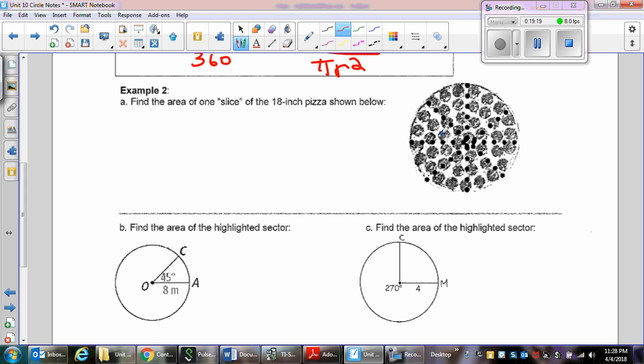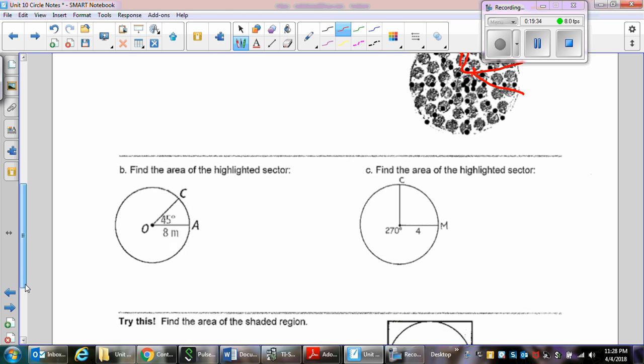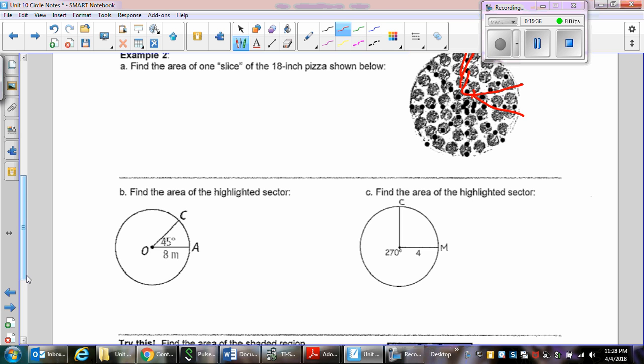So I don't know if you guys can see it, but this dotted line is the slice of the pizza. But it is 8 of them. And I know it's kind of hard to see it. I don't know if I'm looking at it in the dark. All right, find the area of the highlighted sector. I believe this is the highlighted sector.